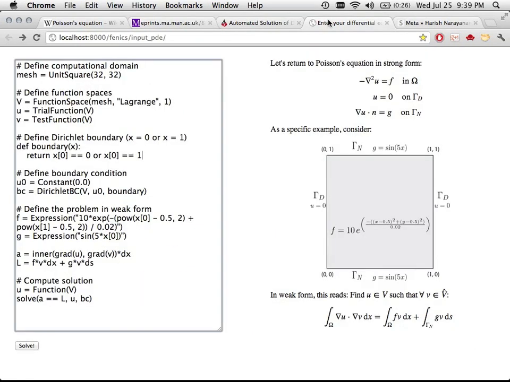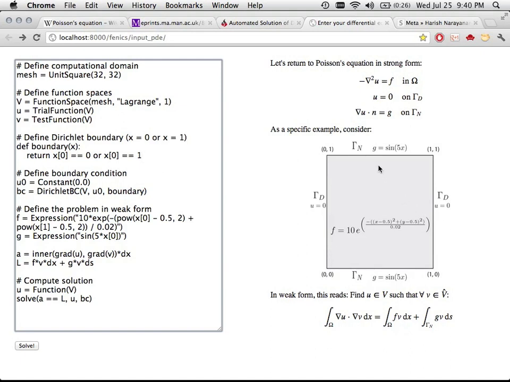Now what you see here is FEniCS sitting inside a Python Django application that I'm working on. Let me show you how this works through a simple example. Returning to Poisson's equation again, we have negative Laplacian of u equal to the source term. We have homogeneous Dirichlet boundary conditions, and the normal derivative of the field equals some given value on the Neumann boundaries.